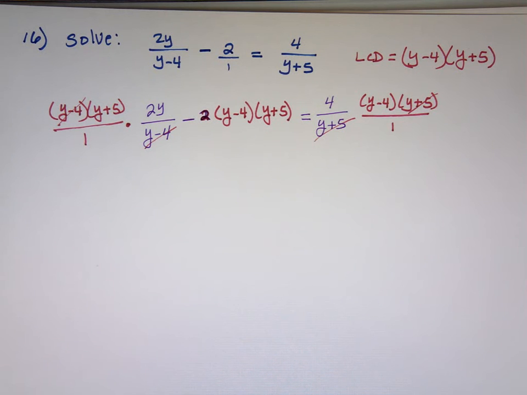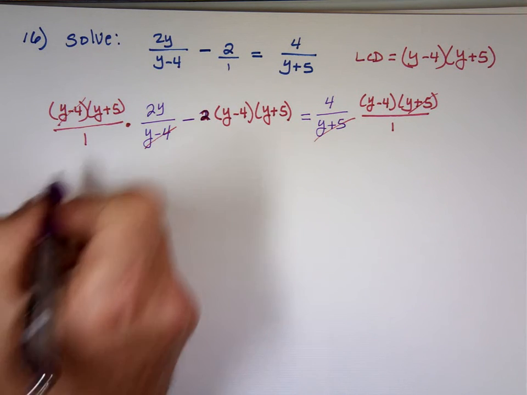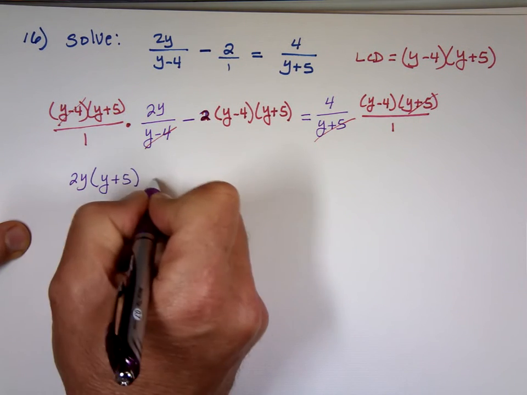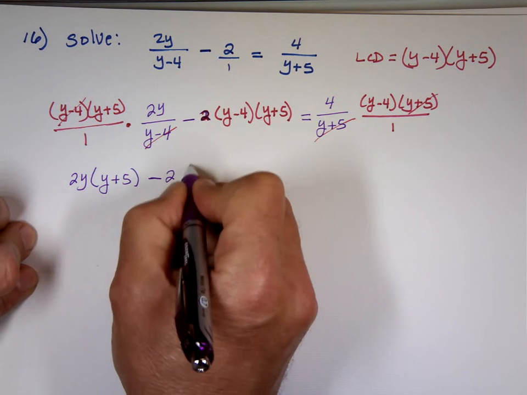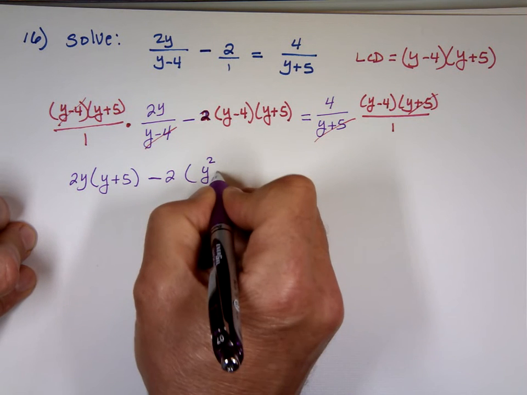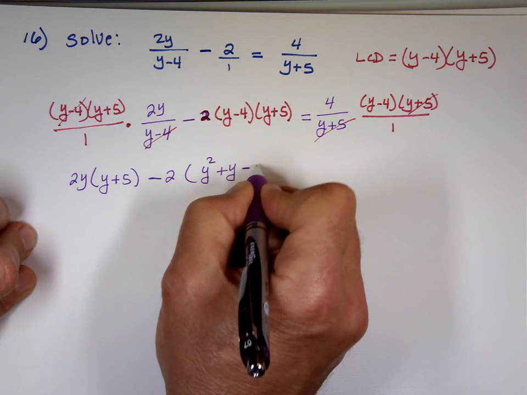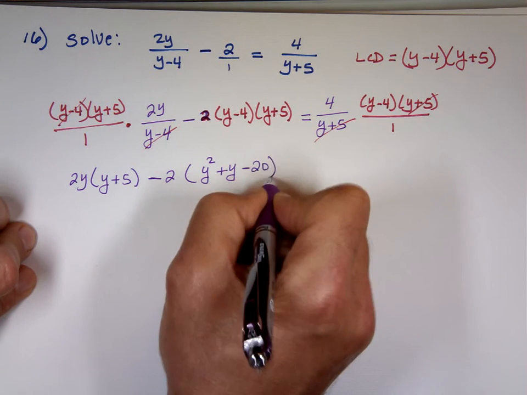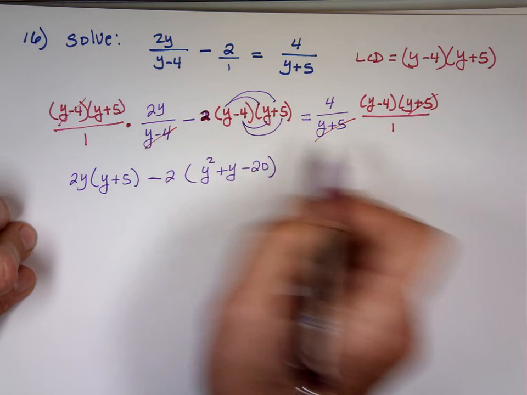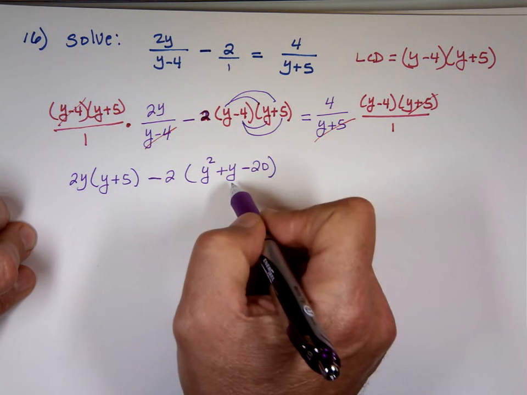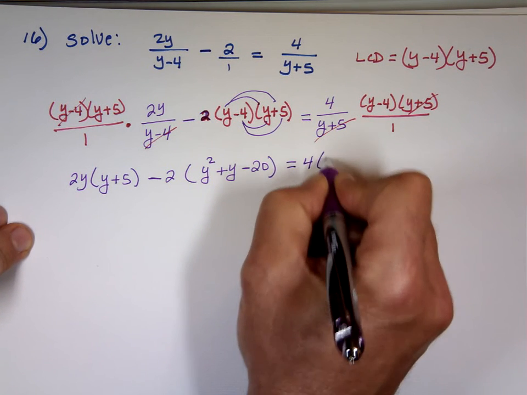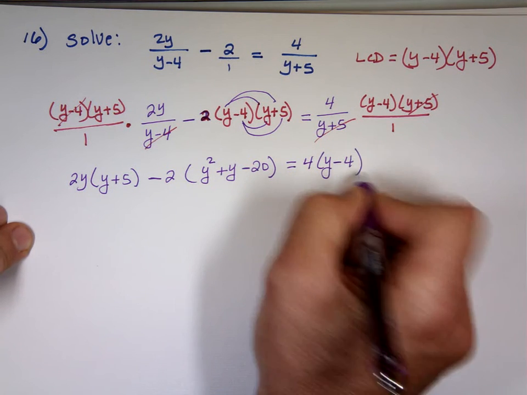So I have 2y times y plus 5 minus 2 times, if I multiply this, what's that? The FOIL method, that's y squared plus y minus 20. FOIL method. Equals, this will be 4 times y minus 4. And now let's clean that and try to solve it.